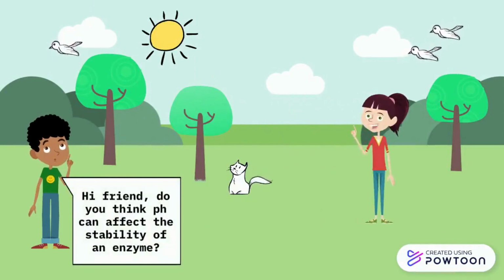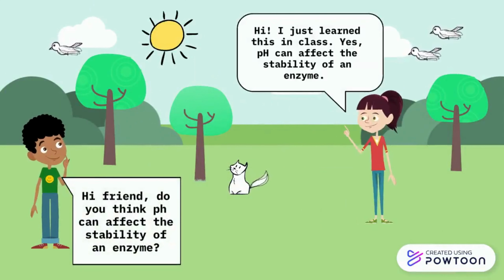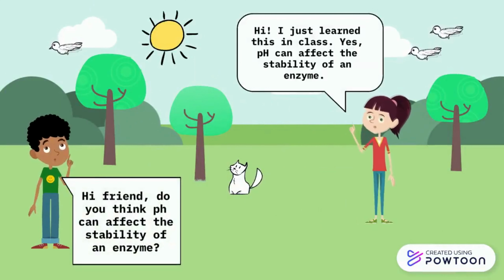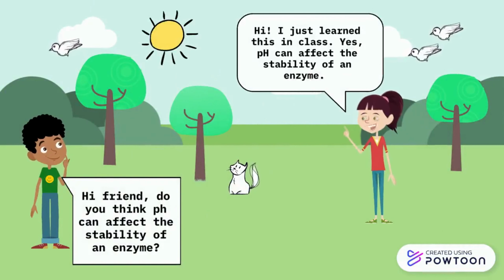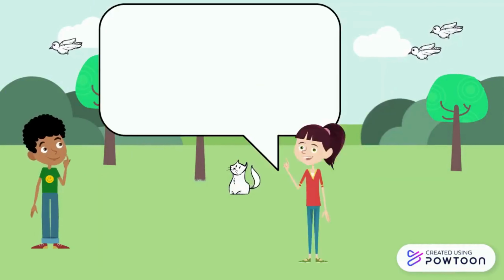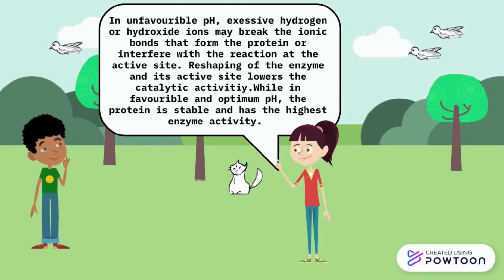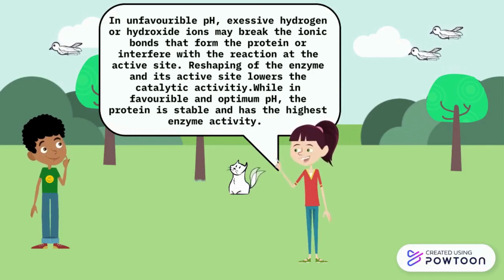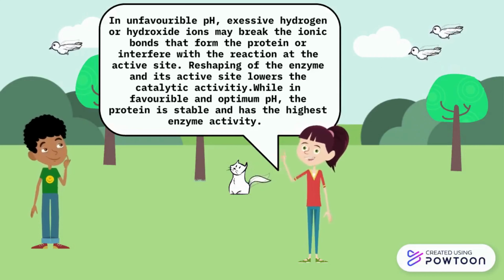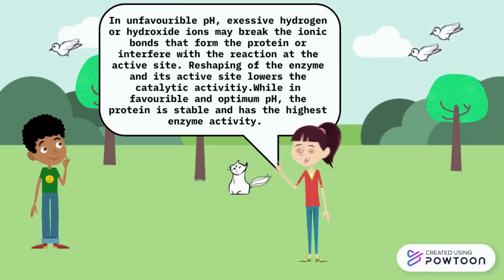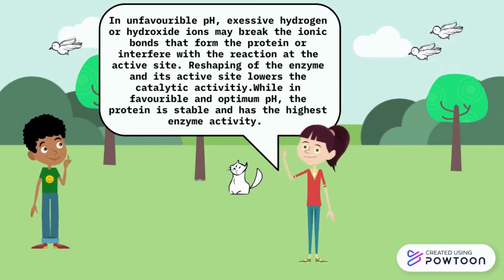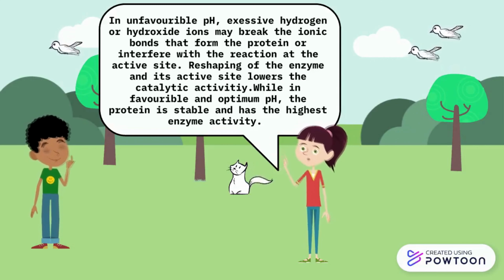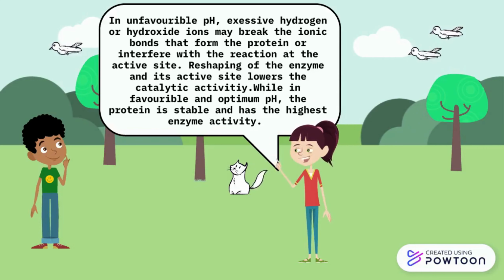pH also affects the stability of the enzyme and consequently its activity. In unfavorable pH, the excessive hydrogen or hydroxide ions may break the ionic bonds that form the protein or interfere with the reaction at the active site. Reshaping of the enzyme and its active site lowers the catalytic activity. In favorable and optimal pH, the protein is stable and has the highest enzymatic activity. Rennet activity is stable and able to coagulate milk at the normal pH of milk, and its activity increases with decreasing pH.